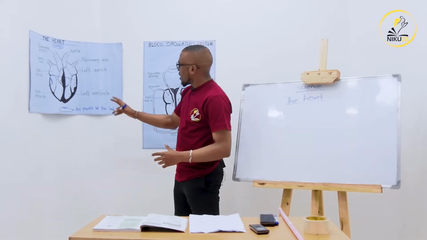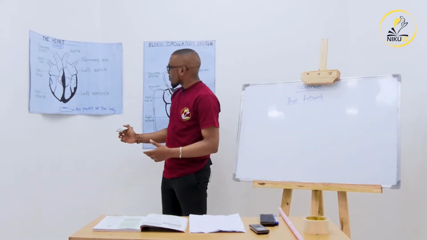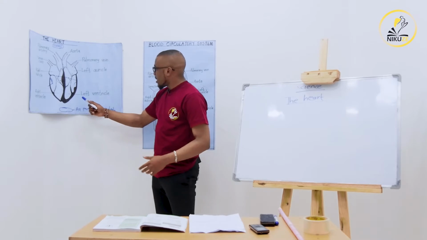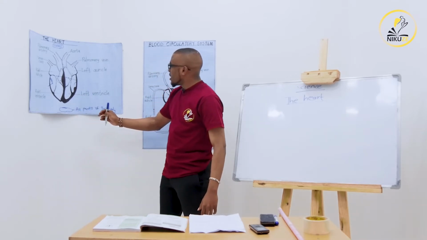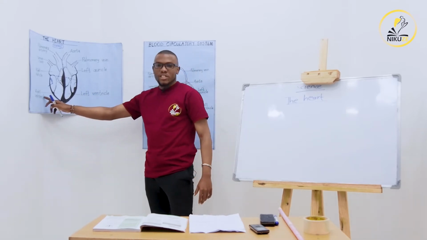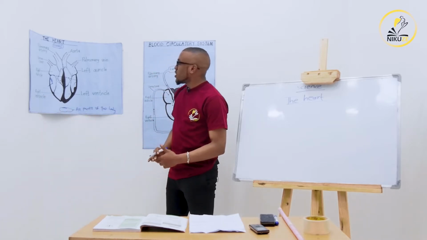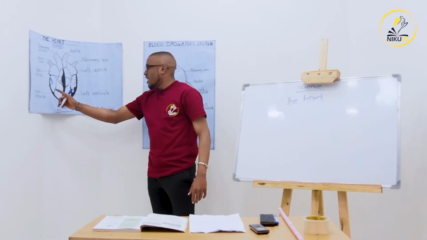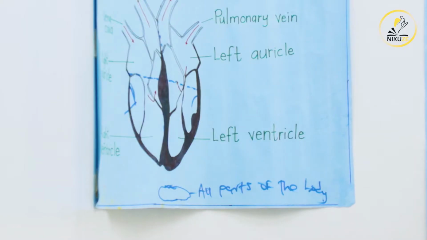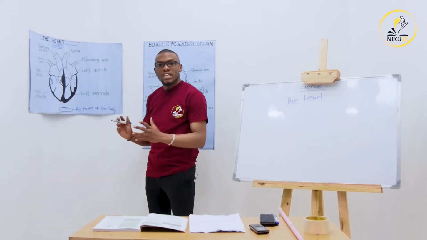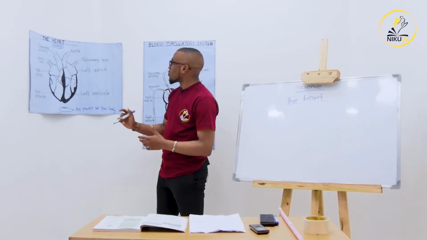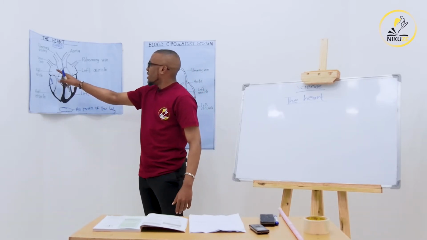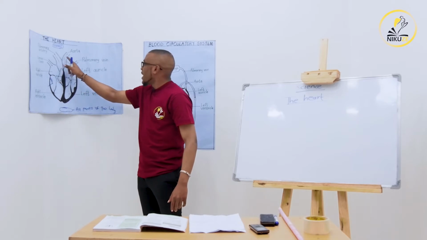Now, if you look at this heart keenly, you will see that the left ventricle here is a little bit thicker compared to the right ventricle. We are going to see why this part is thicker than the other part. Now, make sure you are able to identify these parts. When it is drawn, you are supposed to know the part, name it very well and identify it.